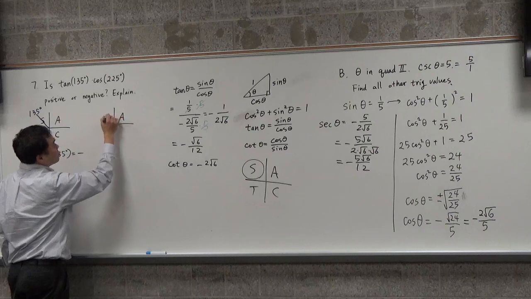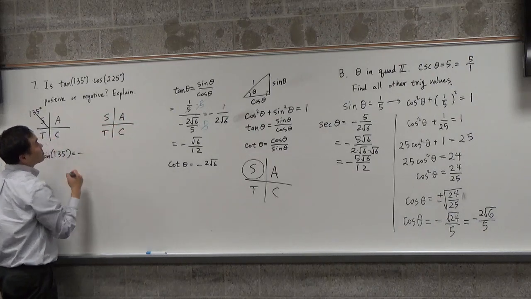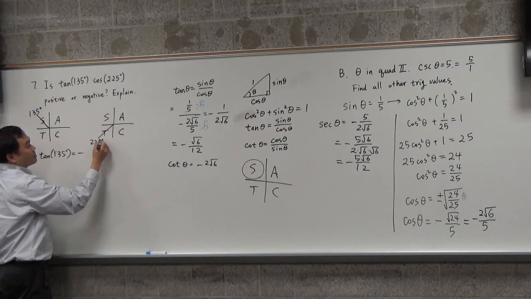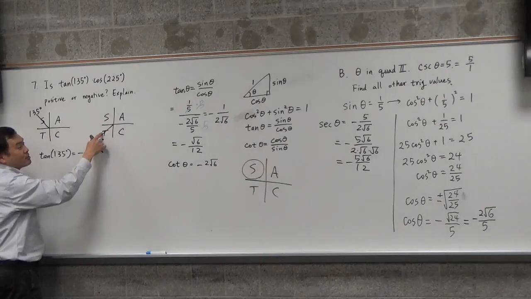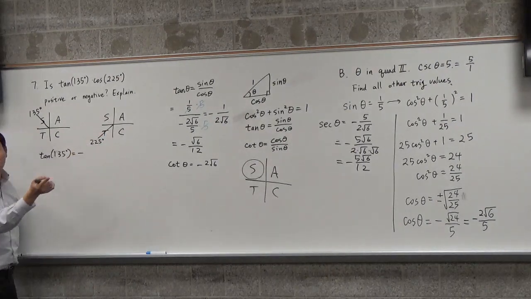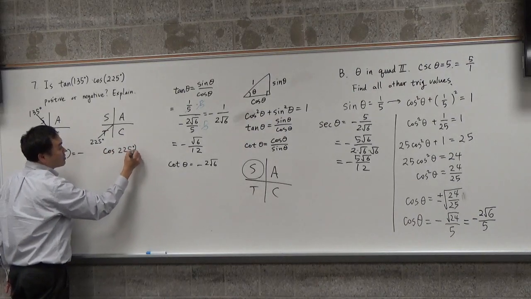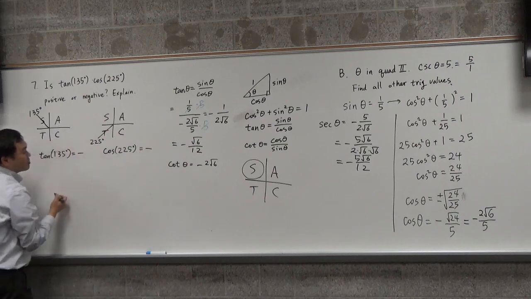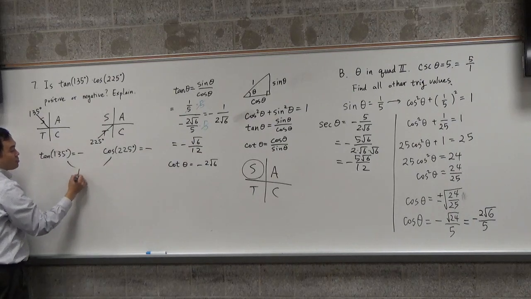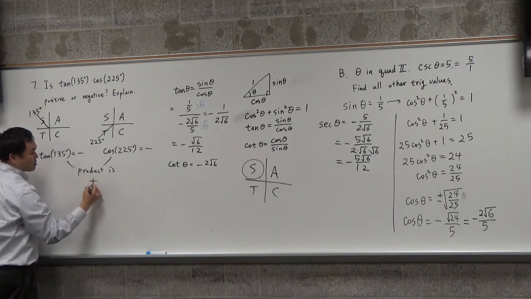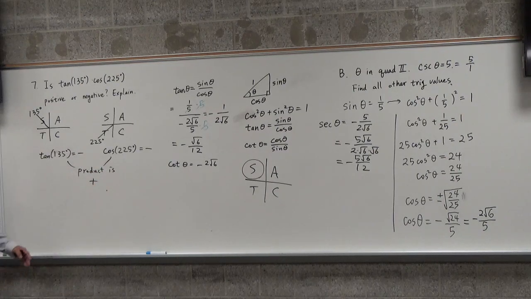Again, all students take calculus. 225 is over here. That's negative. And here, only tangent is positive, sine and cosine are both negative, therefore cosine 225 is negative. So what happens if you multiply them? Product is positive. So that's the answer. Okay. And that's good enough explanation.